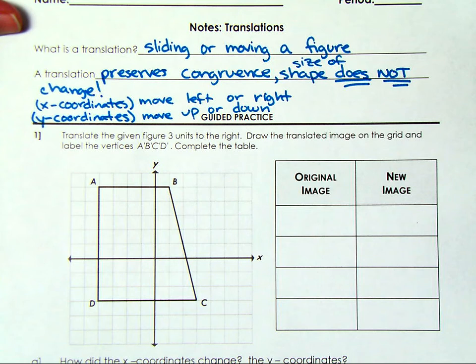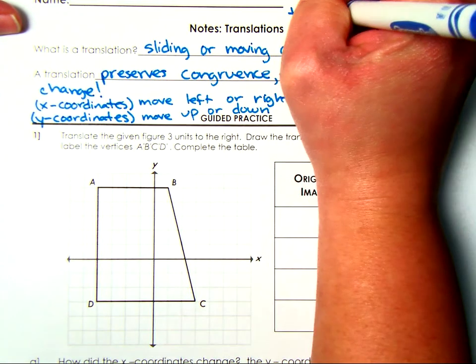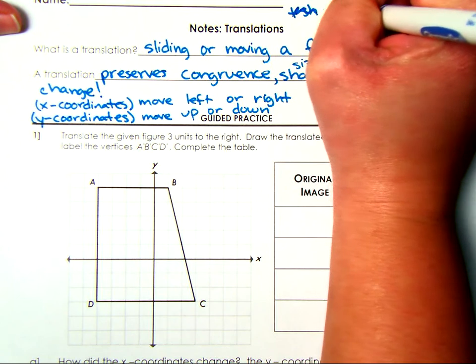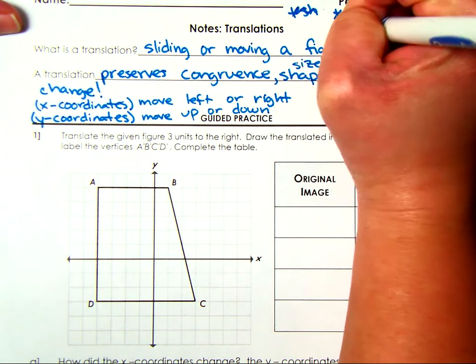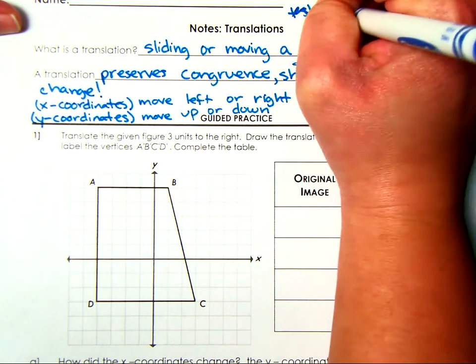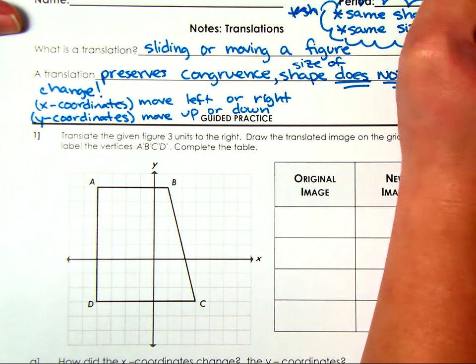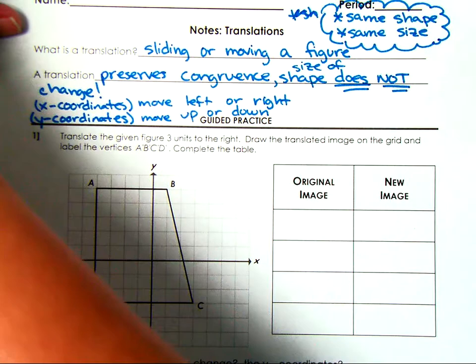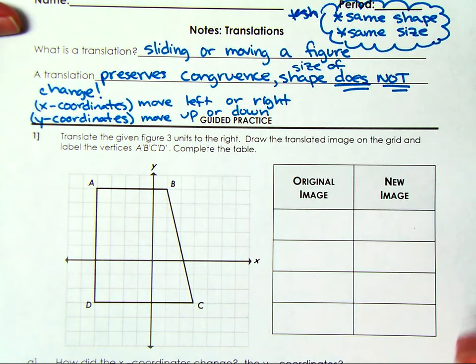So a dilation is the same shape but a different size. A translation is same shape, same size. So maybe we can write that to help us out. Same shape, same size. So same shape, same size, we're just moving it. Okay? Alright, so let's look at this with some examples.